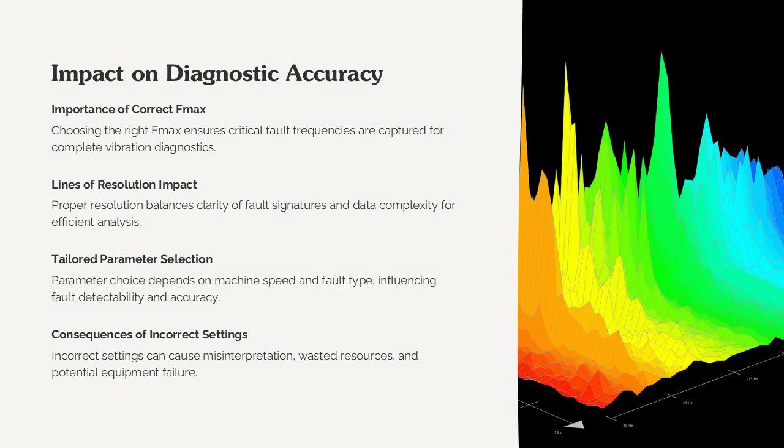The selection should consider machine operating speed, expected fault frequencies, and analysis objectives. For example, detecting bearing faults requires higher resolution to capture subtle frequency components, whereas imbalance detection may need a lower resolution. Incorrect settings can lead to misinterpretation, wasted resources, and potential equipment failure. Therefore, analysts must apply best practices and guidelines to ensure optimal parameter selection for accurate and efficient condition monitoring.